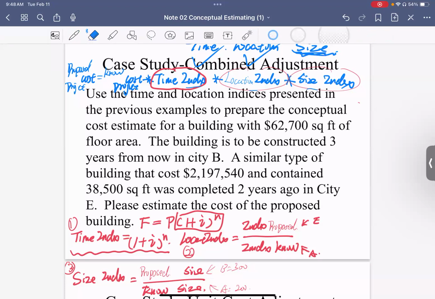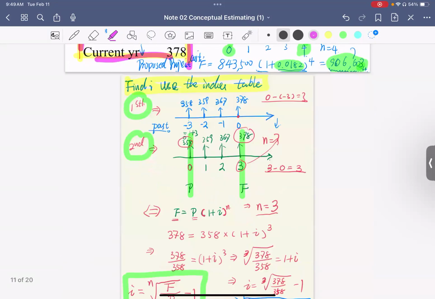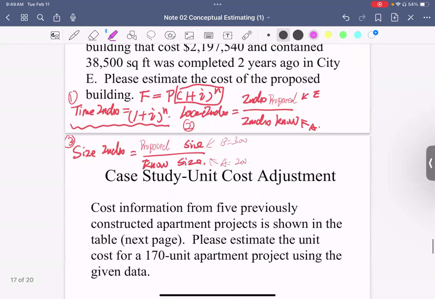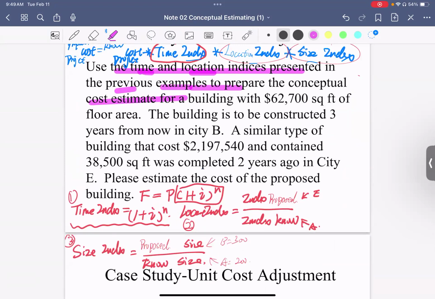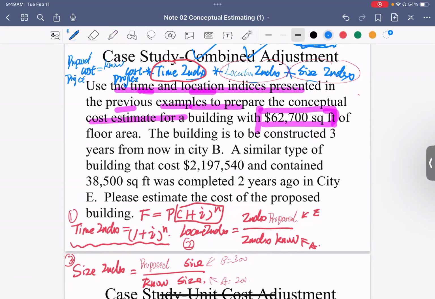So for this example, you have the time and location from the previous example to prepare for the conceptual estimating. For here, this time and the location index, we will be using that one as well as this one, to find the cost of your building with this many square feet. So this is your proposed one. And the building is to be constructed 3 years from now in city B. So this is your proposed city B and 3 years from now.